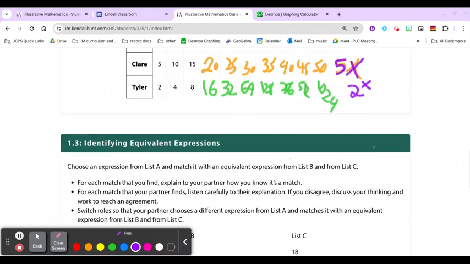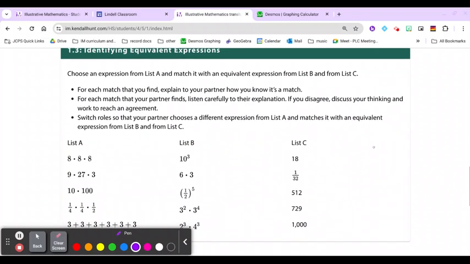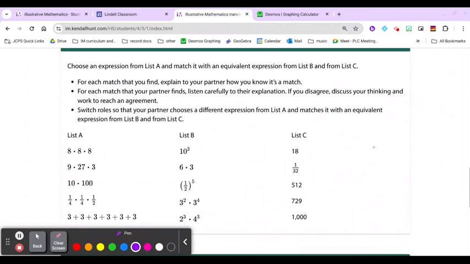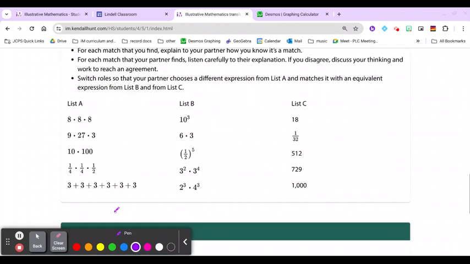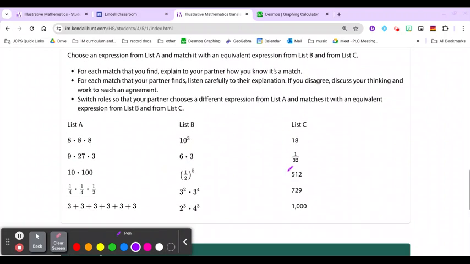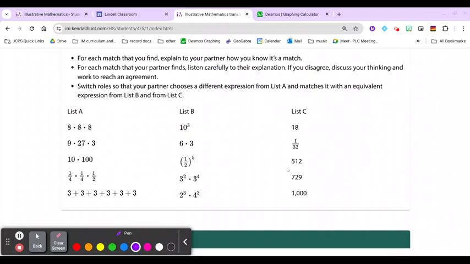Okay, let's keep going on. Now we have example 3. And for example 3, we have to match something from list A to list B and list C. List A is the repeated multiplication, or, haha, interesting, repeated addition. List B is when it's in exponential form, or for the repeated addition is probably in multiplication form. And list C is the actual value of the number. So let's try to do this with color coding.